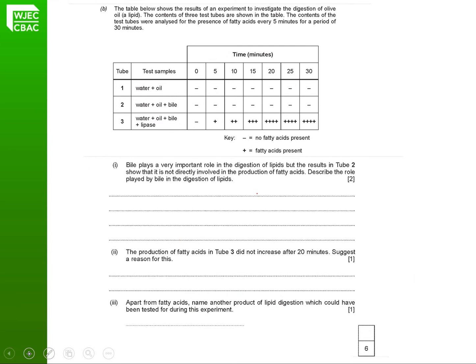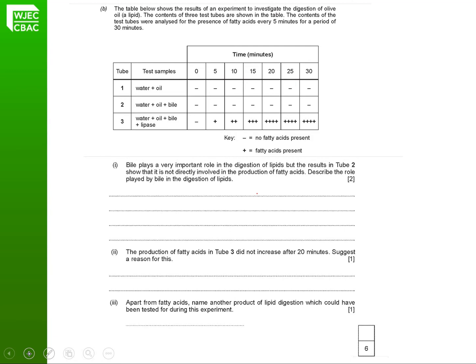The second part of this question then is a little bit more in depth. So you've got 3 test tubes here. Tube 1, they put just water and the olive oil. Tube 2, there was water, oil and bile. And then in tube 3, there was water, oil, bile and lipase. As you can see, the only place we're getting results is in tube 3. So the oil is being broken down into its components. So that's why we're starting to see fatty acids become present. So what this experiment does is prove that lipase is needed to digest that oil into the fatty acids.